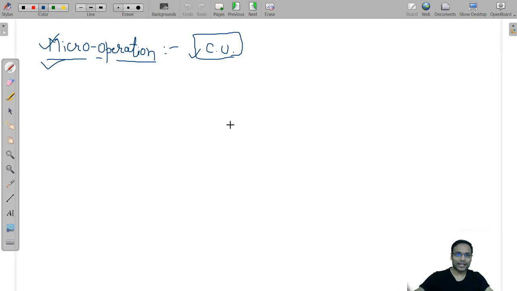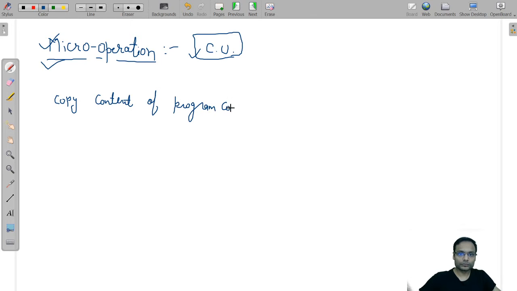Okay, so I'm just asking you that I want to copy the content of the program counter into the address register. This is one of my requirements. So this is one of the micro operations which my CPU wants to perform. If I want the CPU to perform this operation, fine. How will I understand this?